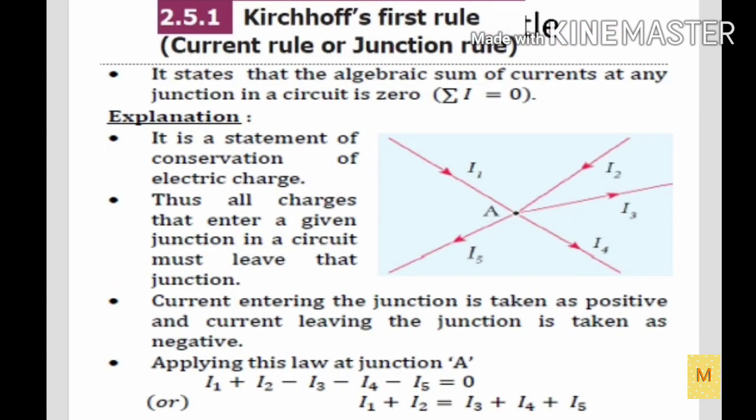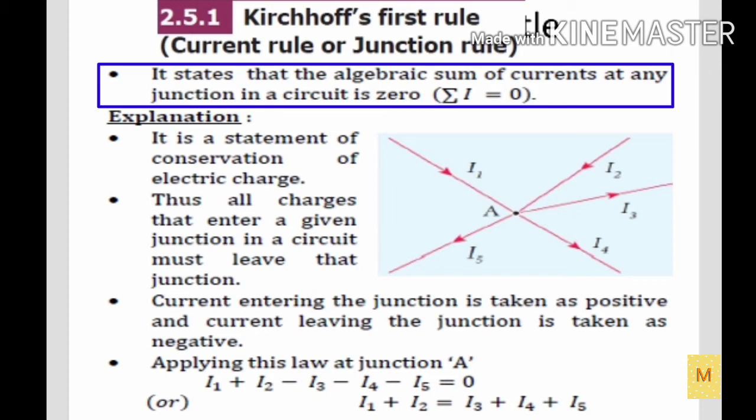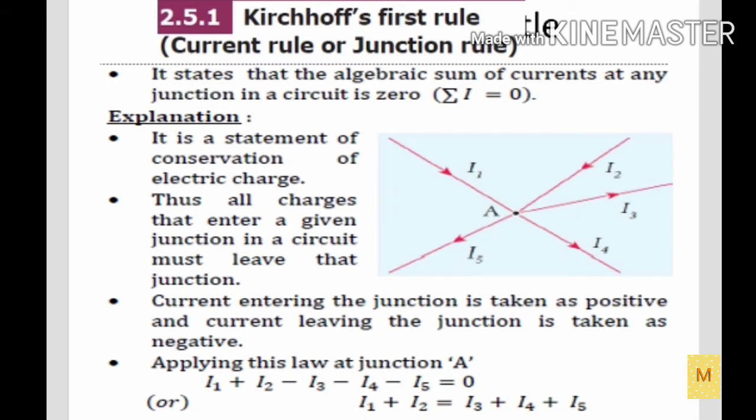Kirchhoff's first rule, which is also named as the current rule or junction rule. This law states that the algebraic sum of the currents at any junction in a circuit is 0, which is represented by sigma I is equal to 0. In order to explain this law, look at the picture. In the picture, we can see a point A. This point is known as a junction, which means that at this point the currents are only moving towards or moving away from the point, so the point is known as a junction.